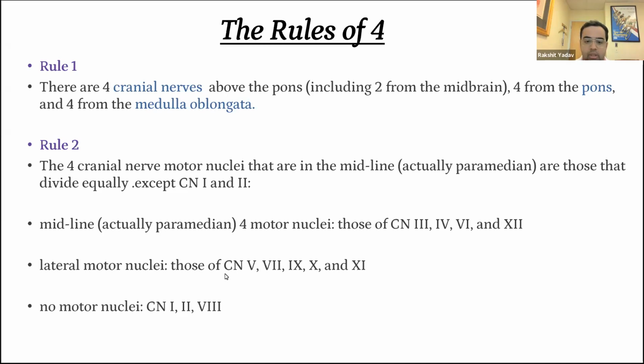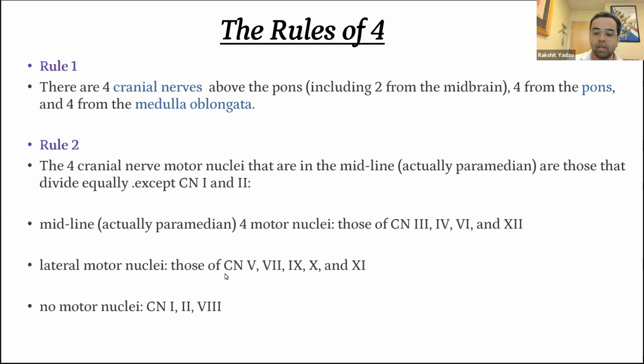So rule number one is that there are four cranial nerves above the pons, including two from the midbrain, then four at the level of the pons, and then four from the medulla. So I'll just broadly categorize these cranial nerves for you.